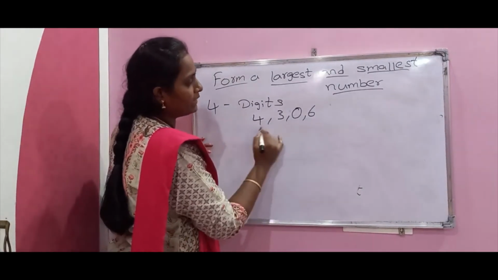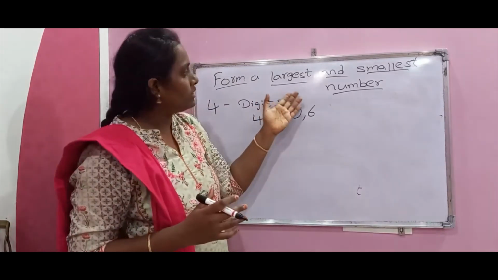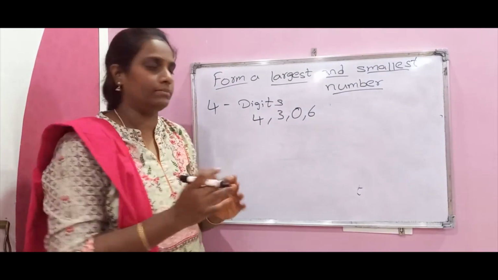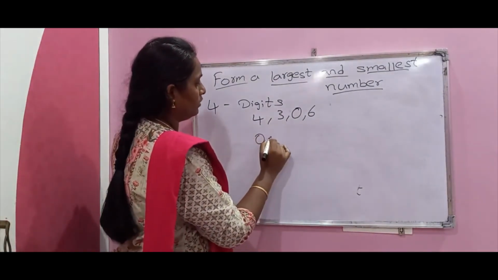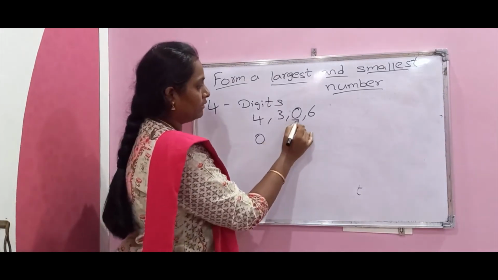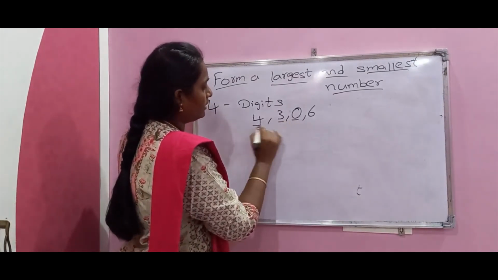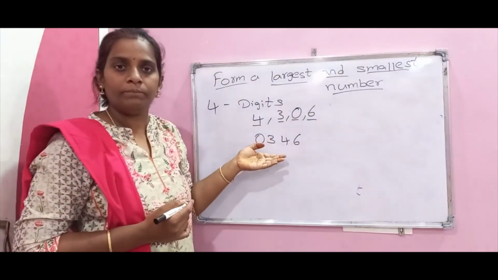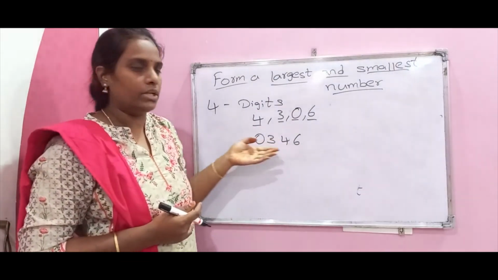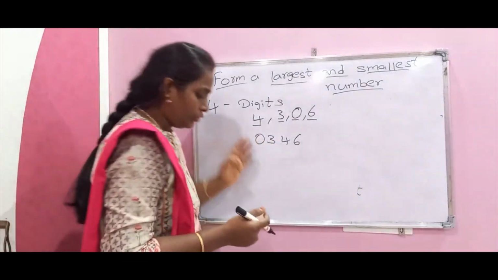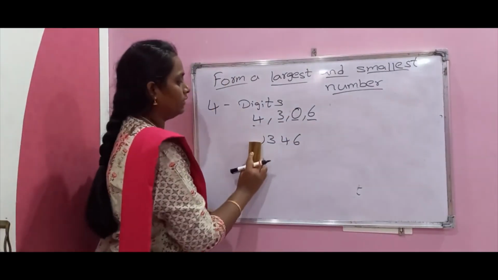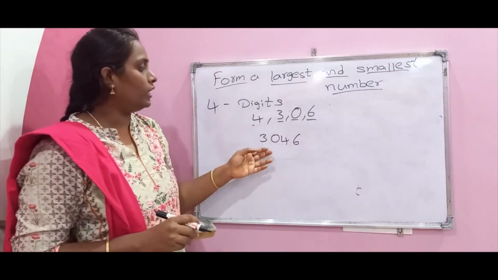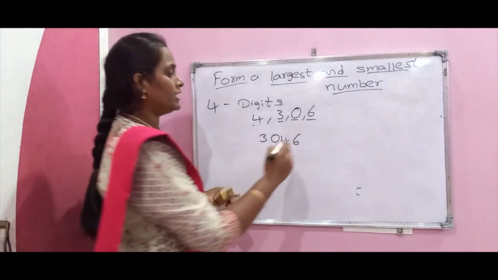Which is the smallest number in this? When we form the largest or smallest number, for the smallest number, don't write the 0 first. Here 0 is the smallest number. After that 3 is the smallest, after that 4, after that 6. Is this a 4-digit number? No, this is a 3-digit number. There is no value for 0 here, so don't write 0 first. Use the 0 as the second number. 3, 0, 4, 6 is the smallest number.